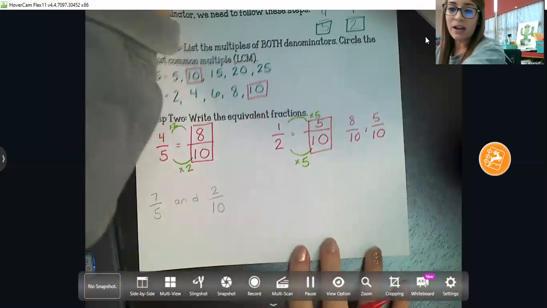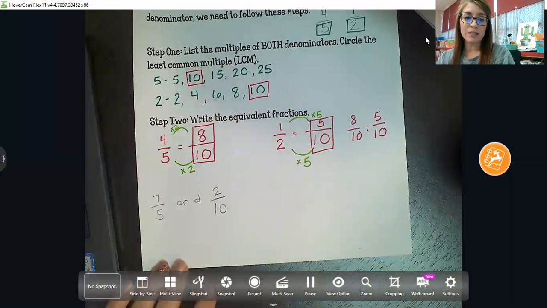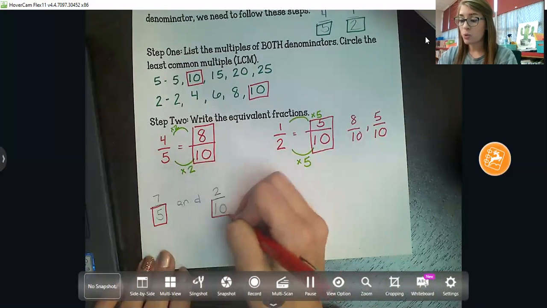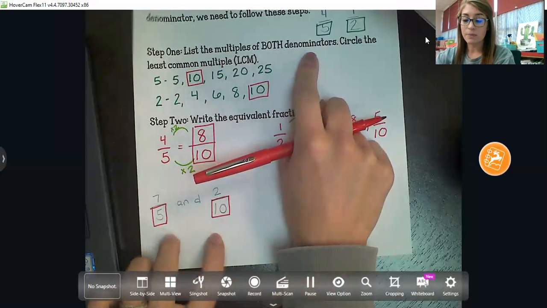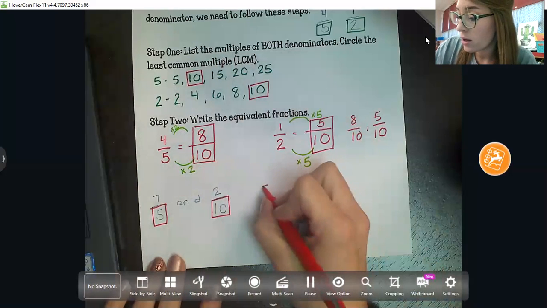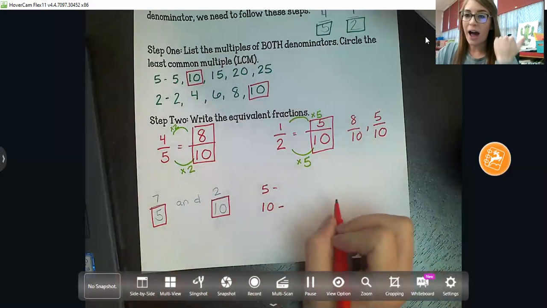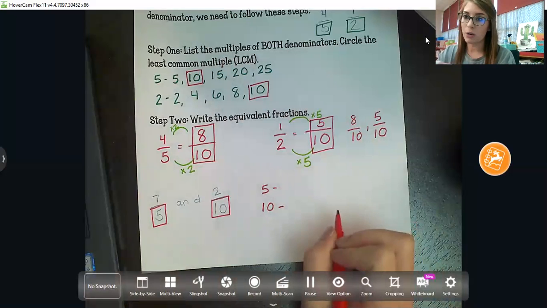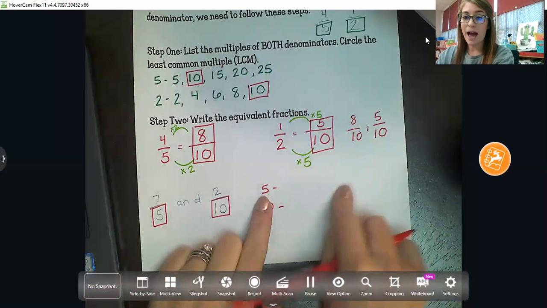So I've got 7/5 and I've got 2/10. What two numbers am I going to be listing out multiples for? Very good. The 5 and the 10, because we are always finding the multiples of the denominators, which are the bottom numbers. So remember, I would just suggest listing out the first 5 multiples of each, and then if you don't find one they have in common, then you can keep going, but always just start with 5.